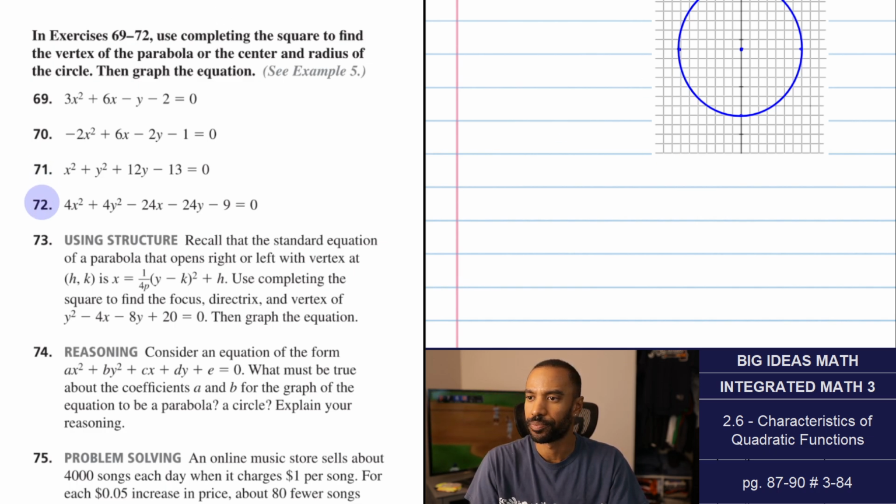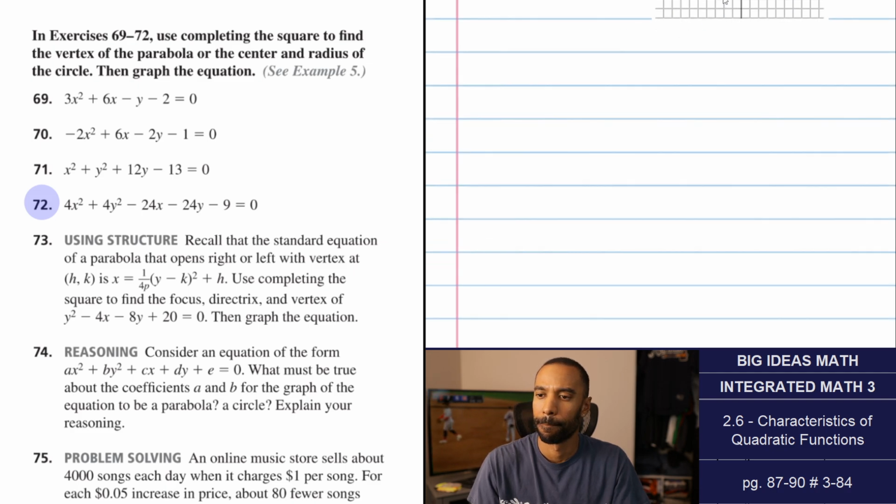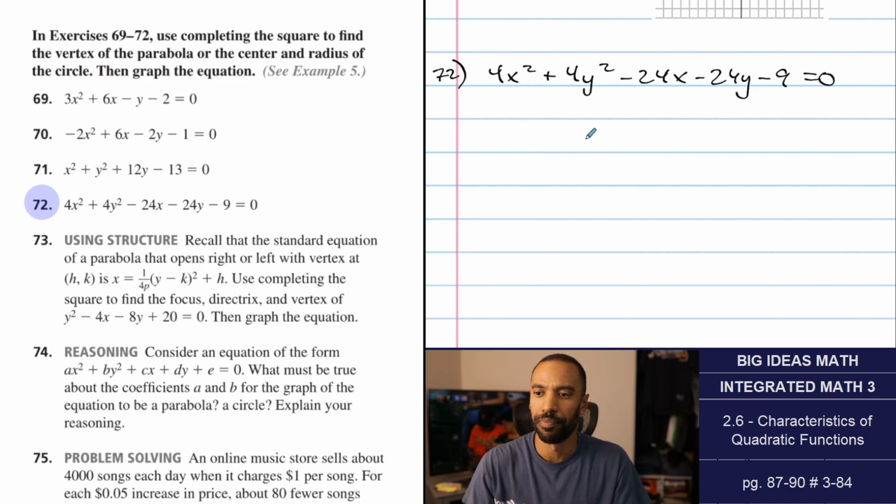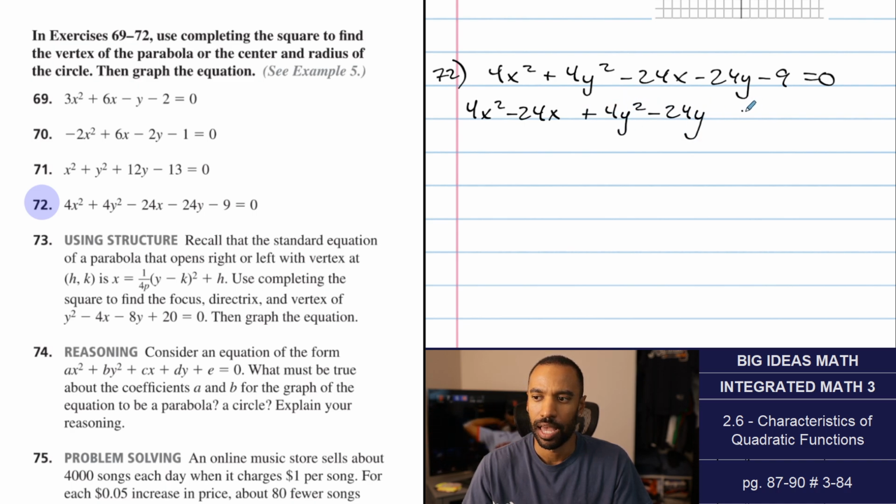Number 72. I didn't actually know that it looked off like that. I never even noticed. 4x squared plus 4y squared minus 24x minus 24y minus 9 equals 0. All right, there are x's and y's on both. Each variable has a complete the square to do. So 4x squared minus 24x, let's put those together, plus 4y squared minus 24y equals 9.